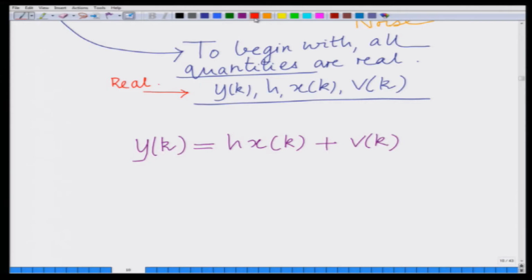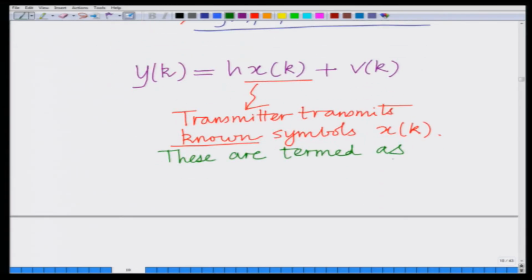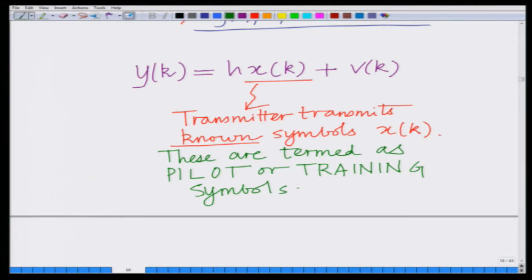xk plus vk. Now, what we do is we transmit symbols xk, that is the transmitter transmits known symbols, that is previously agreed upon or known, or a standard set of symbols xk, and these have a name. These are termed as pilot symbols or training symbols. These are not information bearing symbols. These are exclusively meant for channel estimation.